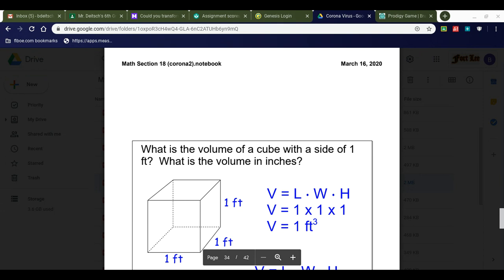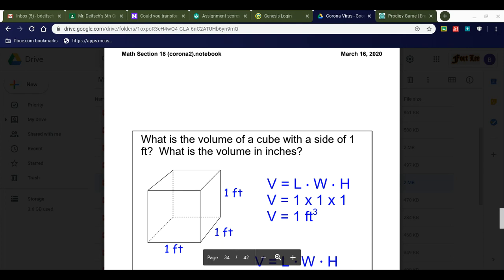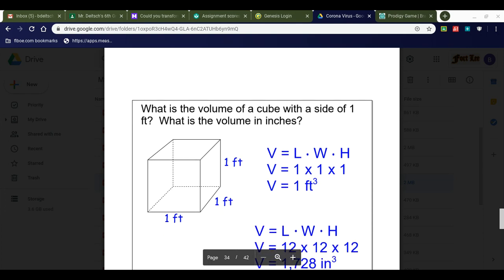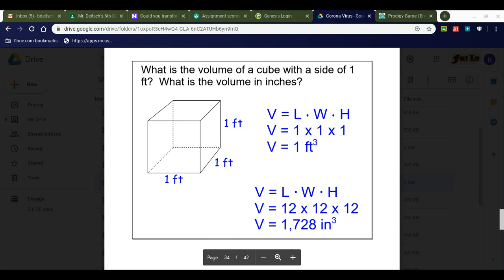It's actually not. So the thing is, when you do anything with computing with units of measure, you have to convert it before you compute, before you multiply. Okay, so what you have to do is convert the 1 foot to inches. So it's going to be 12 inches times 12 inches times 12 inches, which is 1,728 cubic inches.